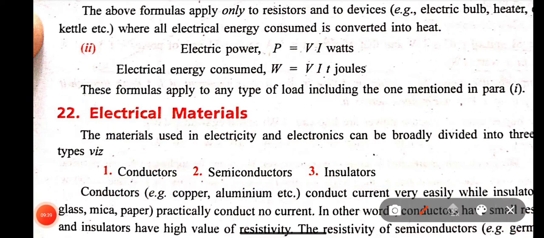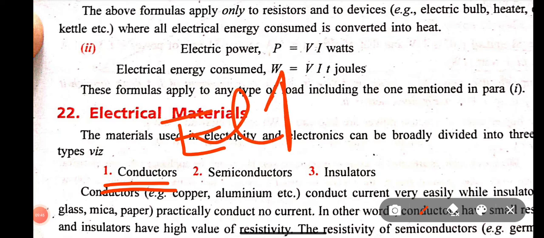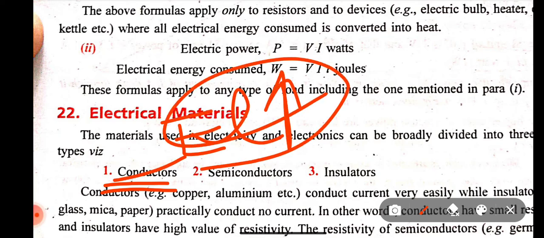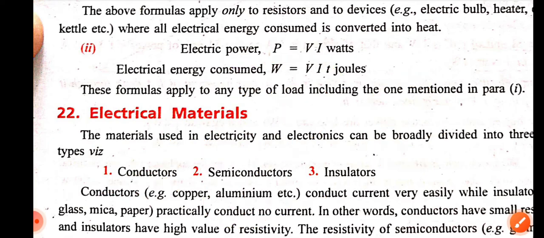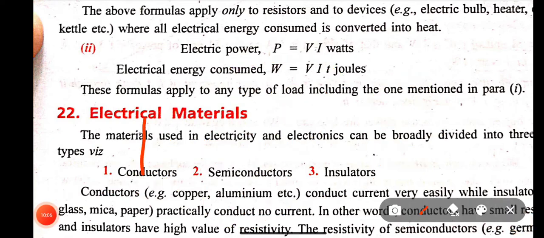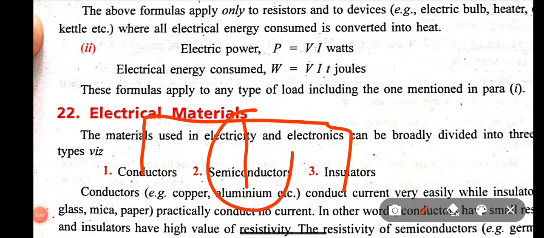A conductor is a material in which electricity flows easily. Electricity can flow very easily, it's known as a conductor. And an insulator is the opposite of a conductor. Those materials in which electricity can't flow easily are known as insulators. And a semiconductor is an intermediate state of conductor and insulator.